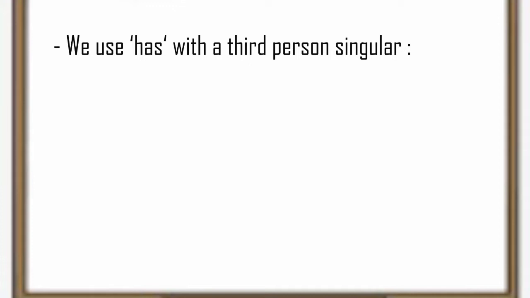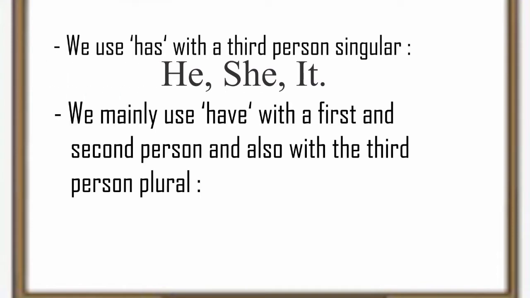We use has with the third person singular, for example, he, she, and it. Whereas we mainly use have with the first and second person, and also with the third person plural, for example, we, you, and they. In this case, have or has can only be used to communicate that the action of a verb was completed prior to the present.